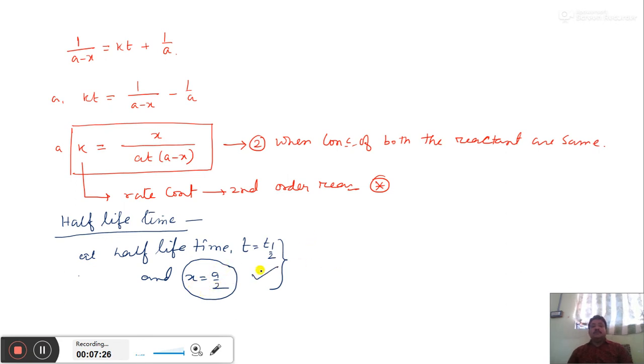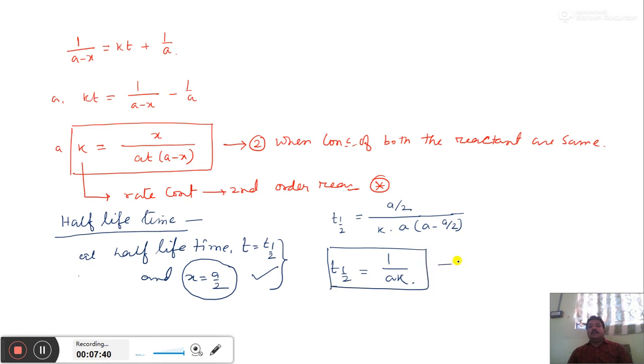Putting this value in equation 2, we get t half is equal to (a by 2) by k into a, within first bracket a minus a by 2. So t half is equal to 1 by ak. Equation number 3. Equation 3 indicates that the t half value for a second order reaction is equal to 1 by ak. So the t half value in this equation depends on the concentration of the reactant A. Now this is the expression of t half for a second order reaction.